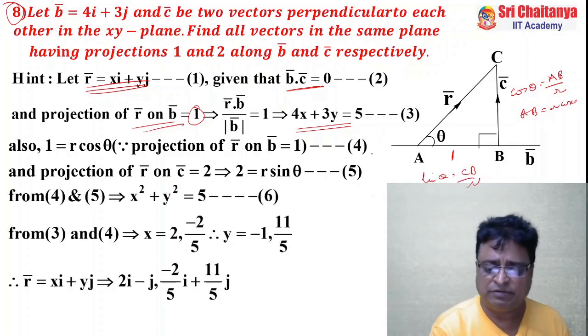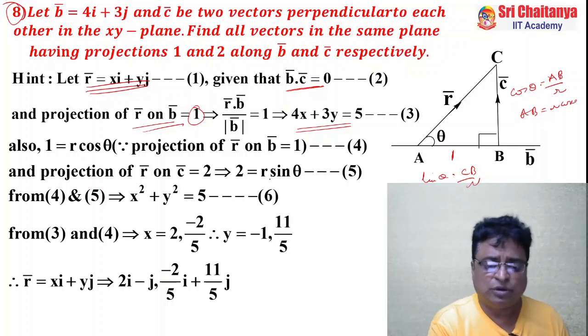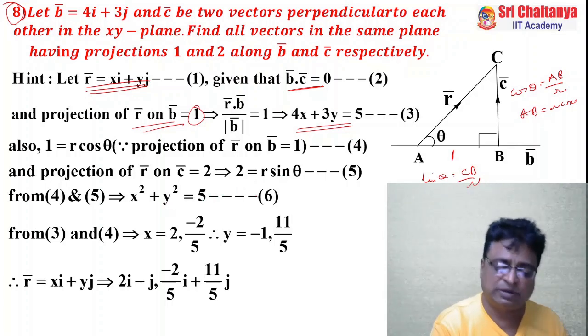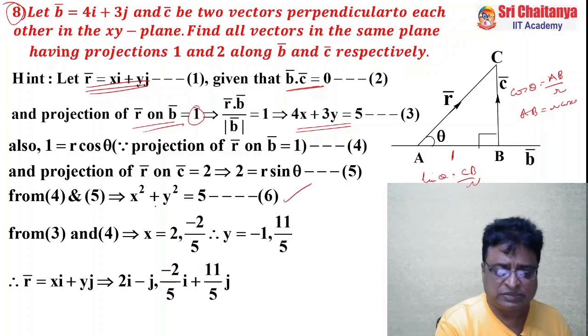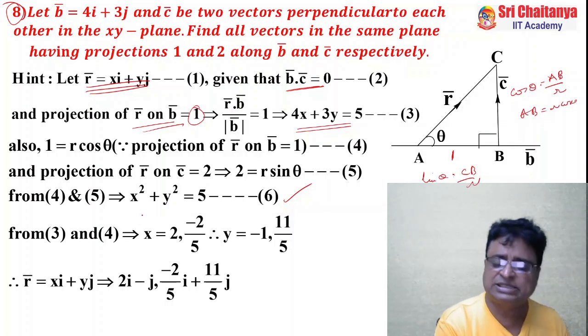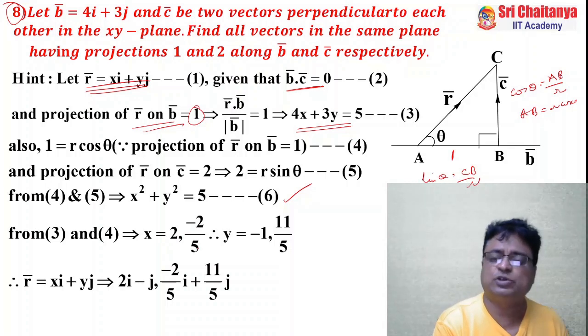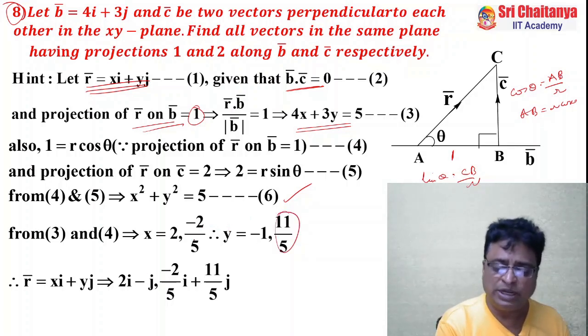Now from 4 and 5, you eliminate theta. By squaring and adding, r square equal to 5. What is r square? x square plus y square. So x square plus y square is equal to 5. Now x square plus y square is equal to 5, I know, and 4x plus 3y is equal to 5, I know. You eliminate x or you eliminate y, you will get values for x as 2 comma minus 2 by 5. If x is equal to 2, y equal to minus 1, if x is equal to minus 2 by 5, you will get y as 11 by 5. So my vectors are 2i minus j or minus 2 by 5 i plus 11 by 5 j.